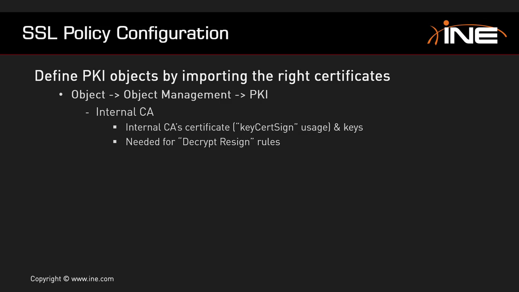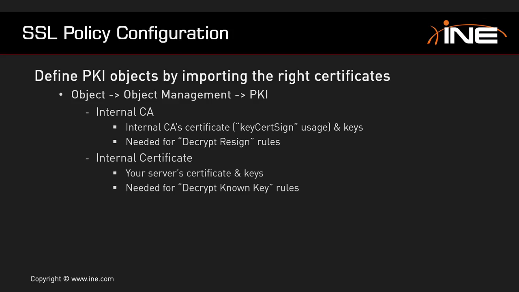And now if you plan to perform decryption with the resign action on the outgoing communication to external servers, you will have to upload a CA certificate to the internal CA store. Versus if you want to do the decryption on the incoming SSL communication to one of your web servers, you will have to add an identity certificate to the internal certificate store. So you'll have to download the certificate from the server and upload it over here.